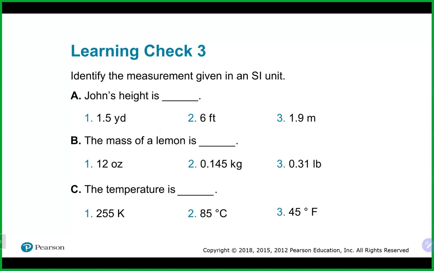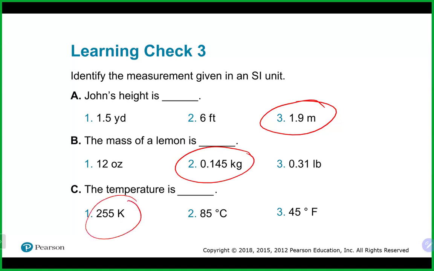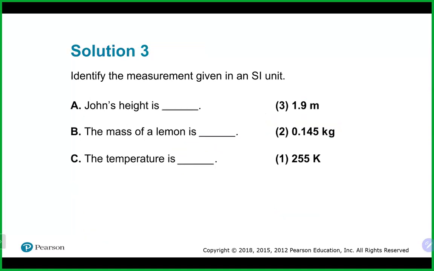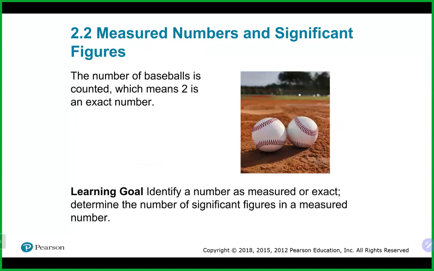Take a moment here and answer these. Identify the measurement that is in the SI unit for each of these. Meters seems like an SI unit for length. For the mass of a lemon, ounces, kilograms, pounds, kilograms, yep. And for temperature, Kelvin. Sounds good to me. Any questions on those? All right, let's get into it now. We're going to talk about measured numbers and significant figures.